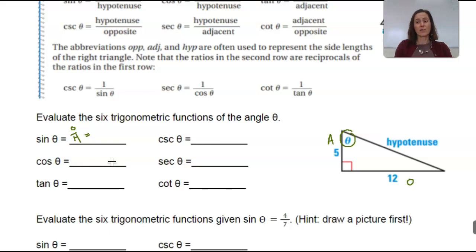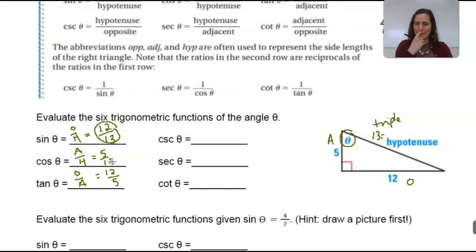But thankfully, we know that 5, 12, and 13 make a Pythagorean triple. So I'm going to write triple up here. So that means sine would be 12 over 13. Cosine is adjacent over hypotenuse, so that would give us 5 over 13. And then finally, tangent is opposite over adjacent, and that would give us 12 over 5.